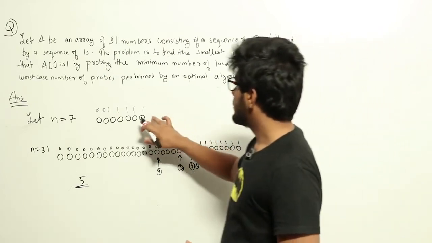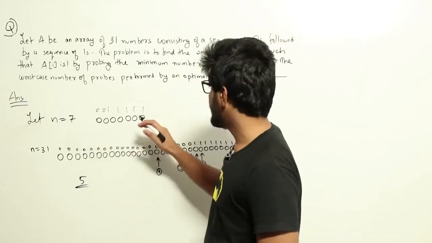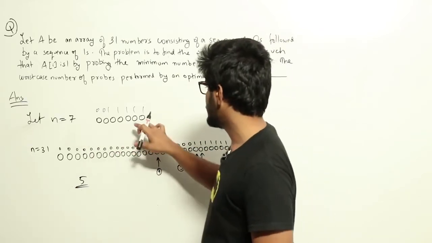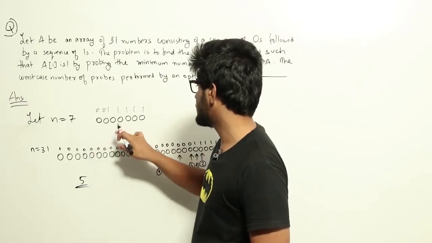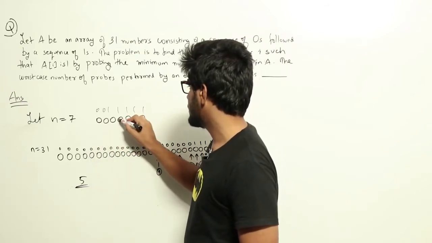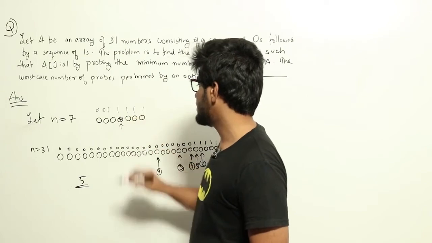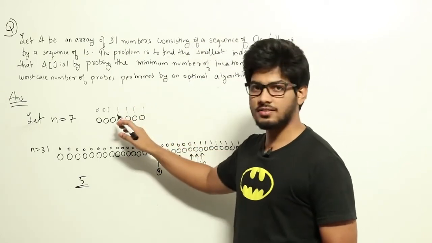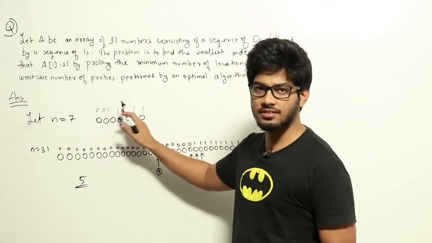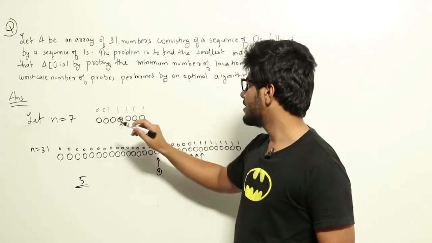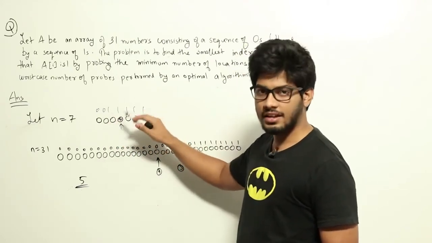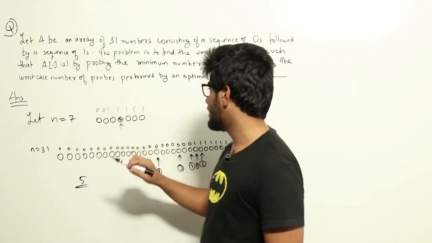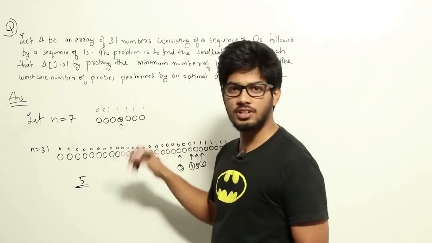So let us say I'm using binary search. I'll take the middlemost element and check if it is 0 or 1. There are 7 nodes here, and the middlemost one is this one. I will check if it is 0 or 1. If it is 1, then the smallest index would be either this or to the left of this. If it is 0, then it will definitely be to the right side. Here it is 1, meaning I will continue the probe to the left side.